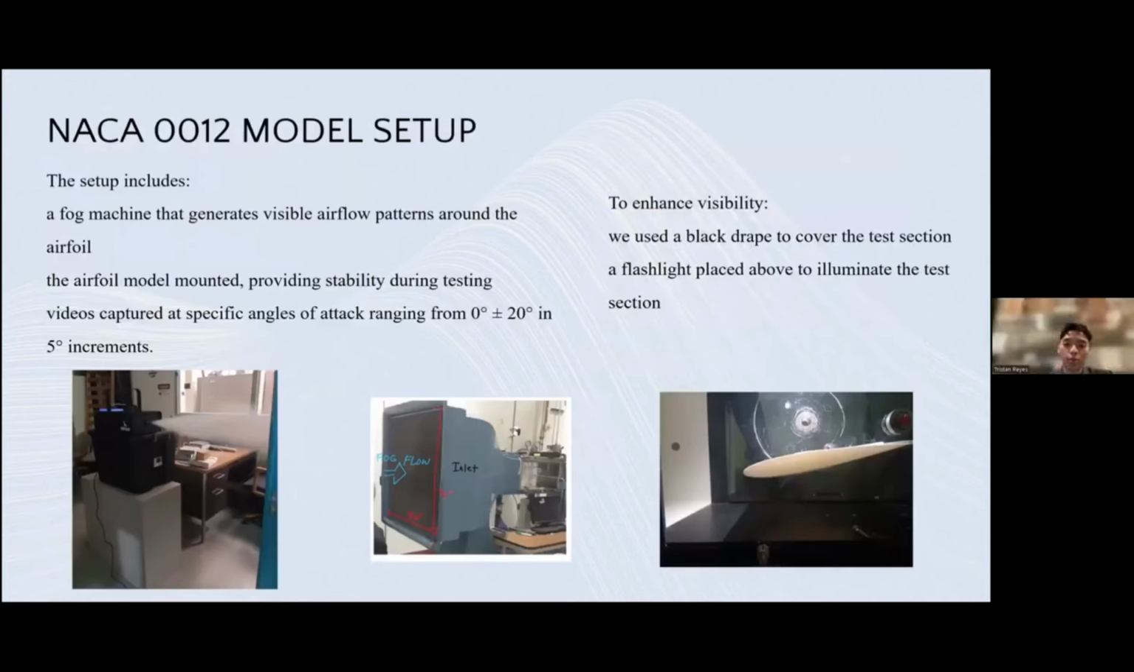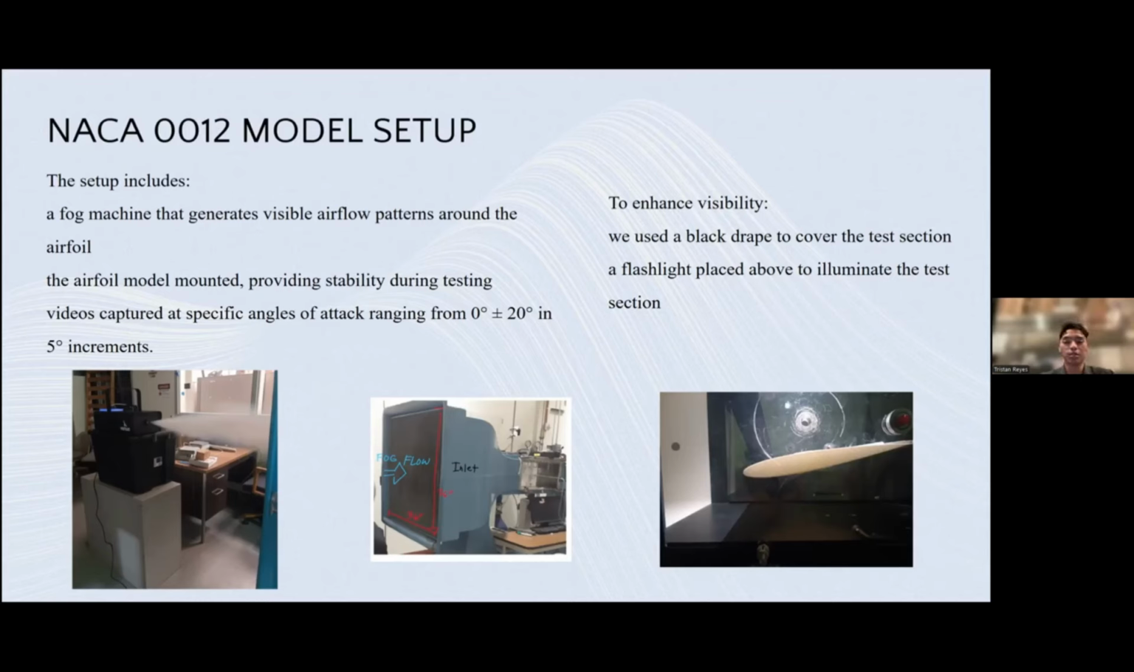Thank you, Yonghao. I will now be walking us through the NACA 0012 model setup, which we use to test airfoil performance under different conditions. From the pictures, you can see, starting from the left, that our setup includes a fog machine to generate visible airflow patterns around the airfoil, and then an airfoil model mounted on the tunnel for stability during testing, and video recordings captured at angles of attack ranging from 0 degrees to plus or minus 20 degrees in 5-degree increments. These recordings help us analyze aerodynamic behavior at each angle. To enhance visibility, we use a black drape to reduce glare and a flashlight positioned above to illuminate the airflow patterns.